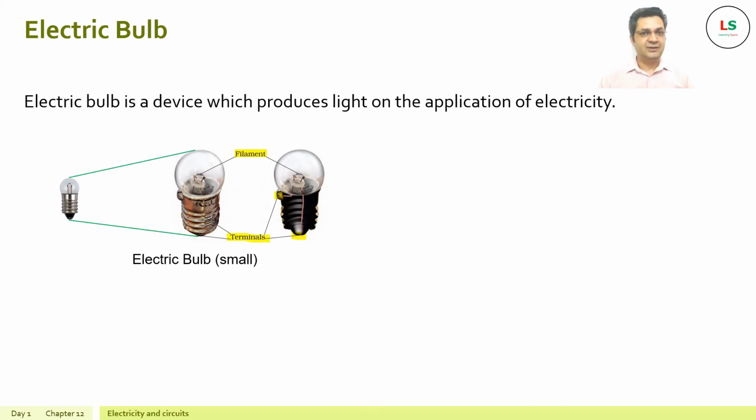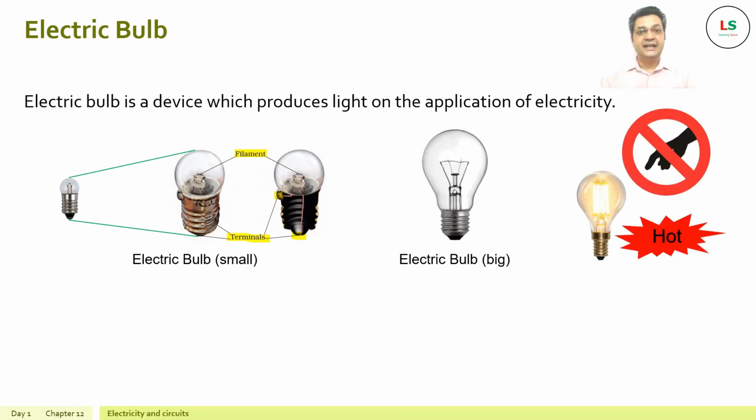These terminals never come in contact with each other. A similar design principle is used while making the bigger bulbs. As a caution, never touch a glowing bulb as they become extremely hot once turned on.